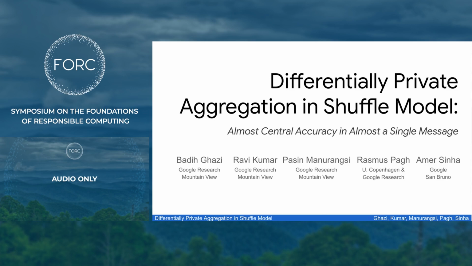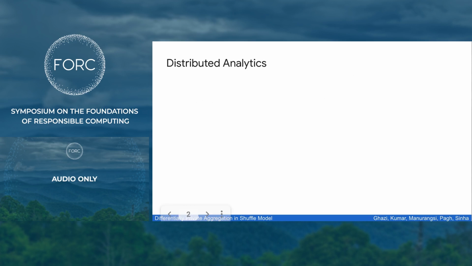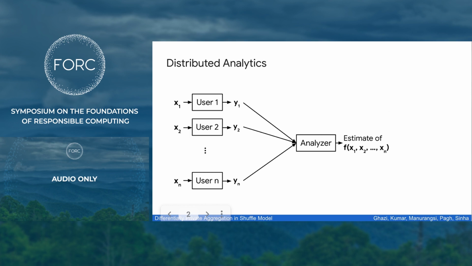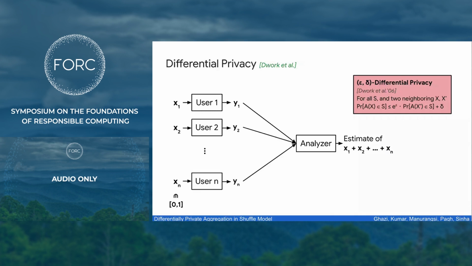This is joint work with Badih Ghazi, Ravi Kumar, Rasmus Pagh, and Amer Sinha. We study the distributed analytics setting with n users and an analyzer. Each user i receives an input xi and then produces a message yi. These messages are then sent to the analyzer, who uses them to compute an estimate of some function f on the input. Here we focus our attention on the real summation problem, where each xi is assumed to be a real number between 0 and 1, and we would like to estimate their sum. We want to compute this estimate while also respecting the users' privacy.